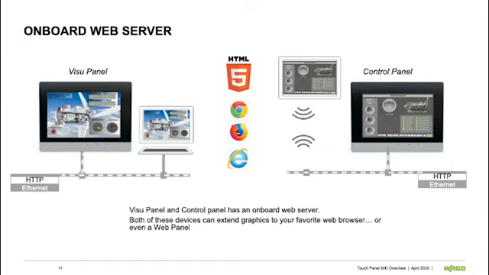In many applications, users may want to extend their graphics to a desktop or a mobile device like a tablet or a smartphone. The TouchPanel 600 Visu and control panels make this very easy. These devices have an onboard web server that can be used to extend their visualizations into HTML5 web visualizations for use with devices with web browsers. This type of mobile HMI can add value to any application where operators and maintenance staff need to monitor and control equipment even if they're not standing directly in front of the panel.